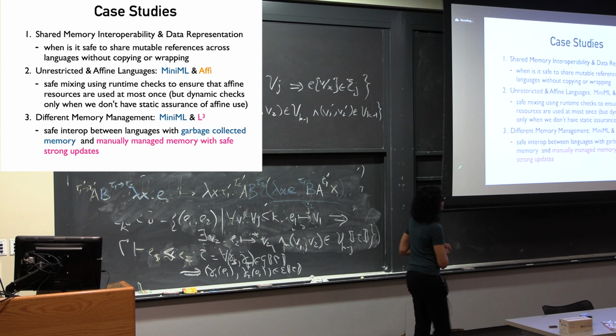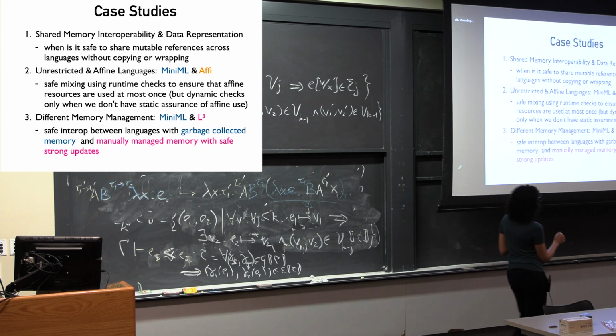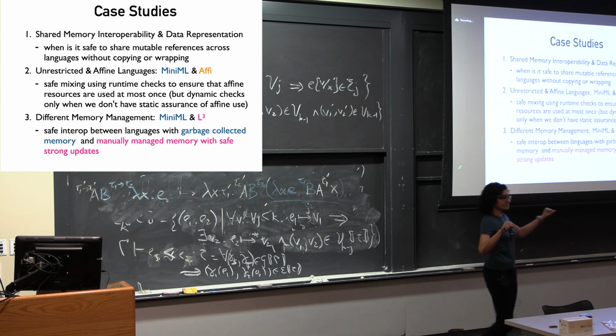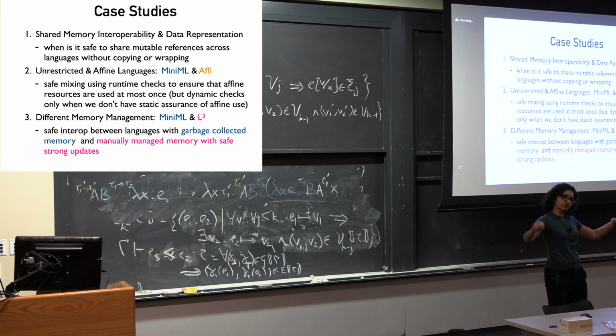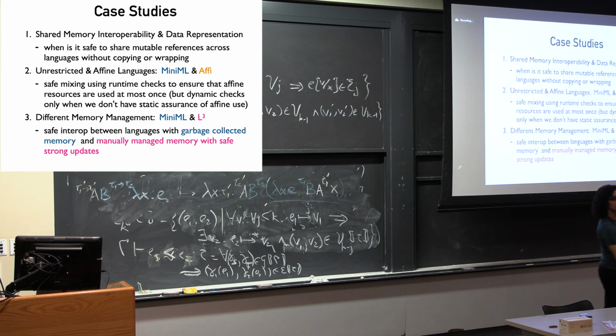How do we mix a language that's essentially a mini ML with an affine language, which we'll call AFI? This is kind of tricky because in an affine language, you can use any resource no more than once. A variable can't be used more than once. But suppose that I pass an affine resource over to my unrestricted language, over to ML. It doesn't know that it should use it only once. So how can we make sure that it will, in fact, do that?